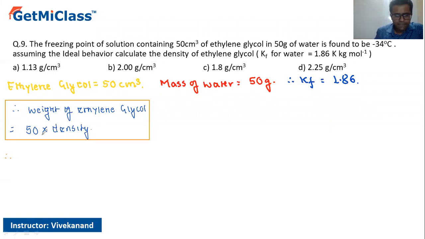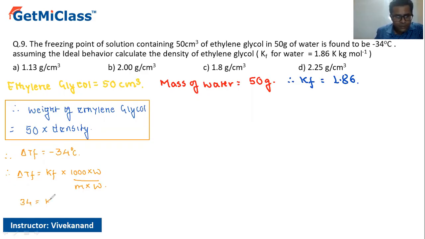Secondly, delta Tf, that is the depression. Depression in freezing point was found to be minus 34 degrees Celsius, right? Now, what we have is another aspect. Delta Tf is equal to Kf into 1000 into W, the whole thing divided by molality into the weight of solvent. All right, so this is it.